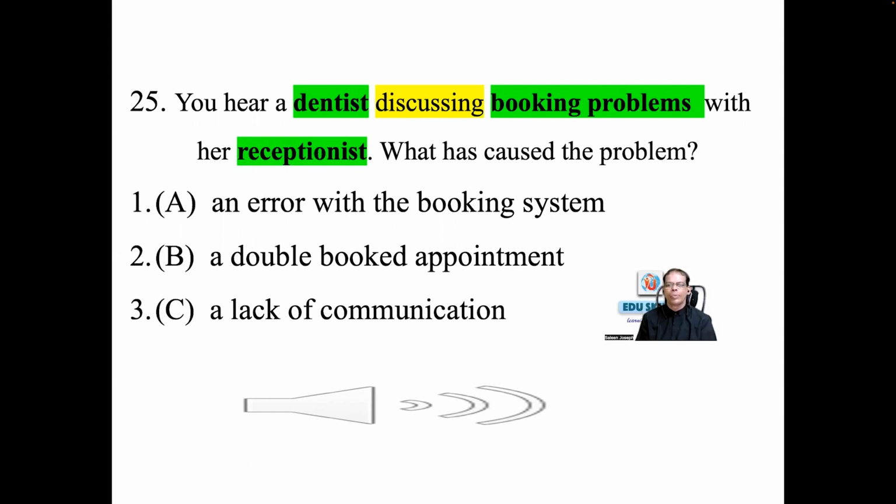First cause, an error with the booking system. Second cause, a double booked appointment. Third cause, a lack of communication. Do you see that structure so clearly given? So when you listen to the audio, listen in this context to identify one of these three should be the answer. So which is the answer?